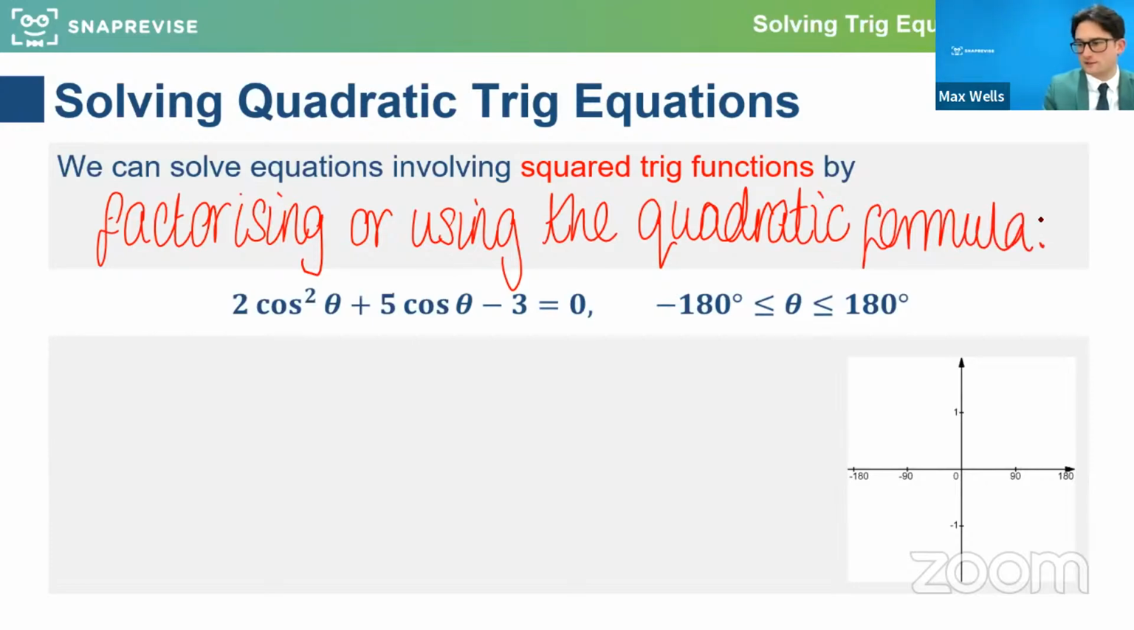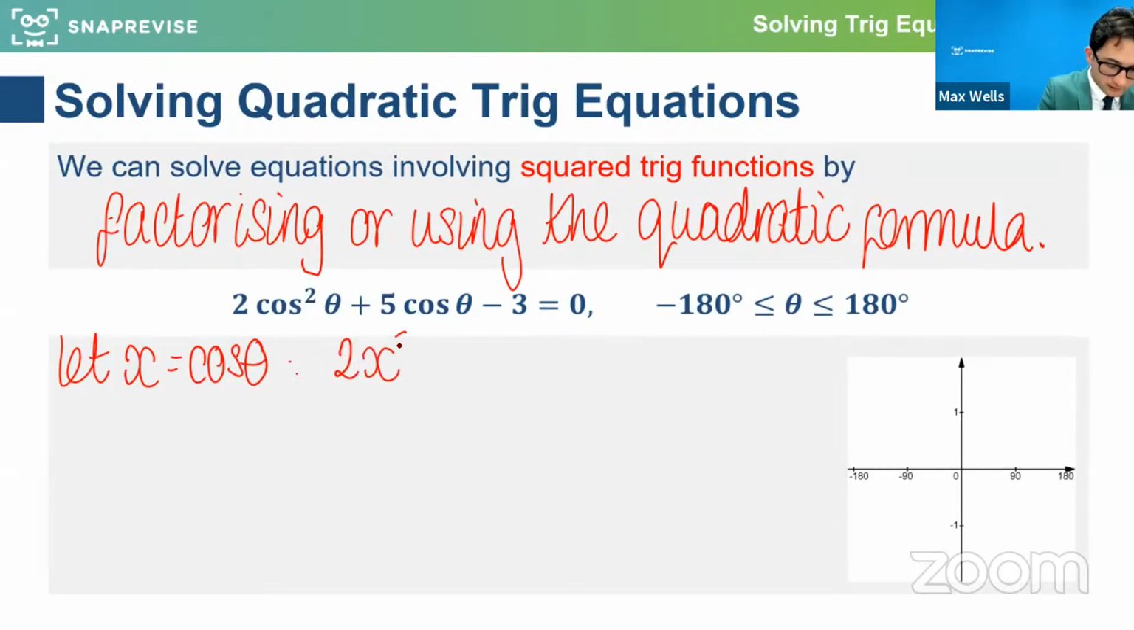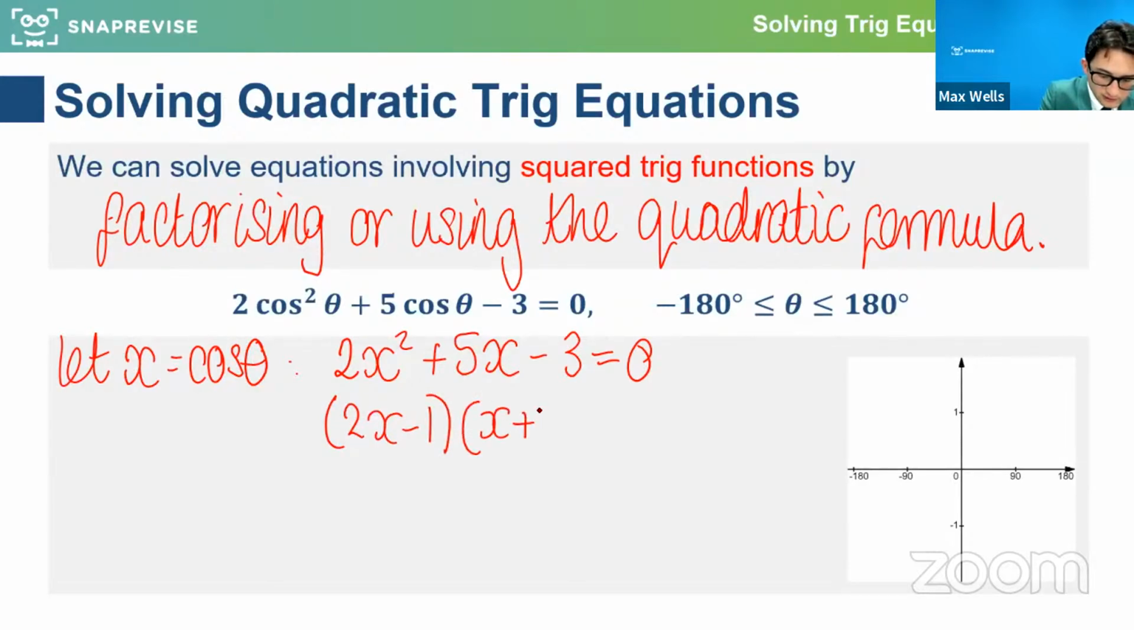Someone asked about this a bit earlier, if there were two scenarios to deal with. The way I would do it is let x equal cos theta, and then this whole equation becomes 2x squared plus 5x minus 3 equals 0. And then we can factorize that. It does factorize: (2x minus 1)(x plus 3) equals 0.